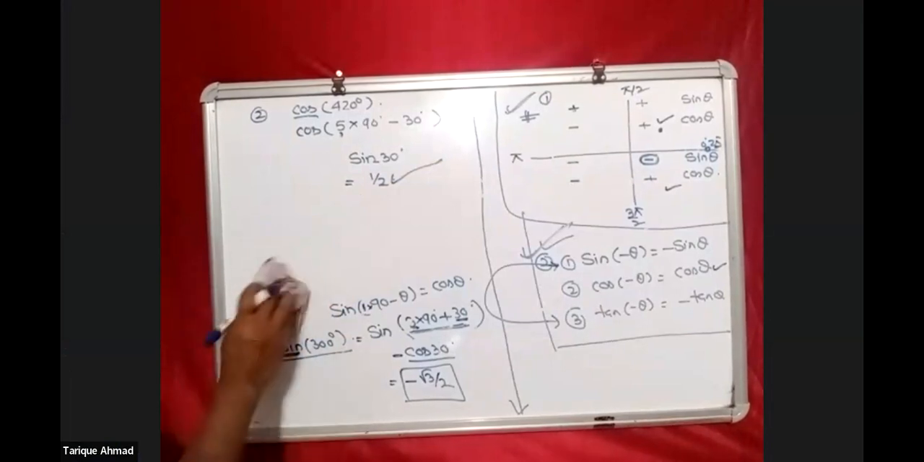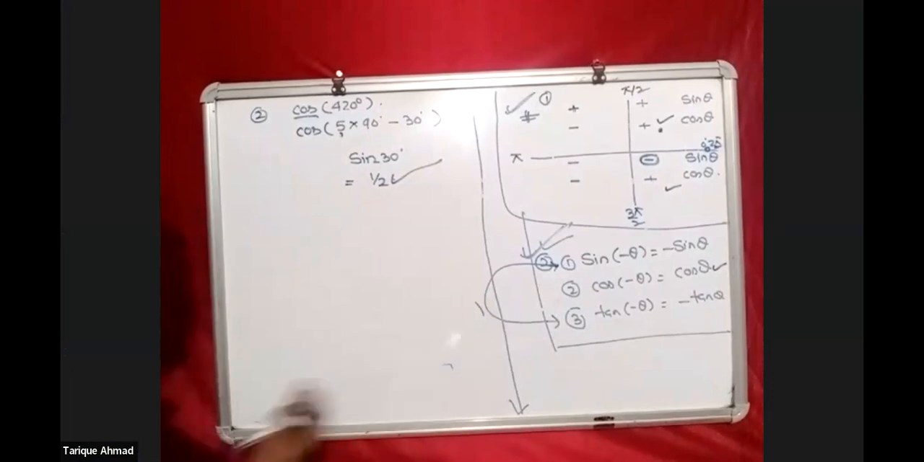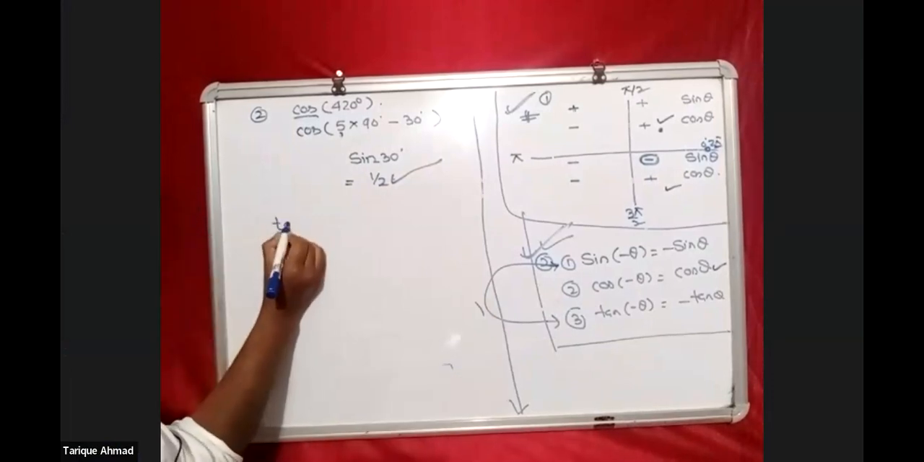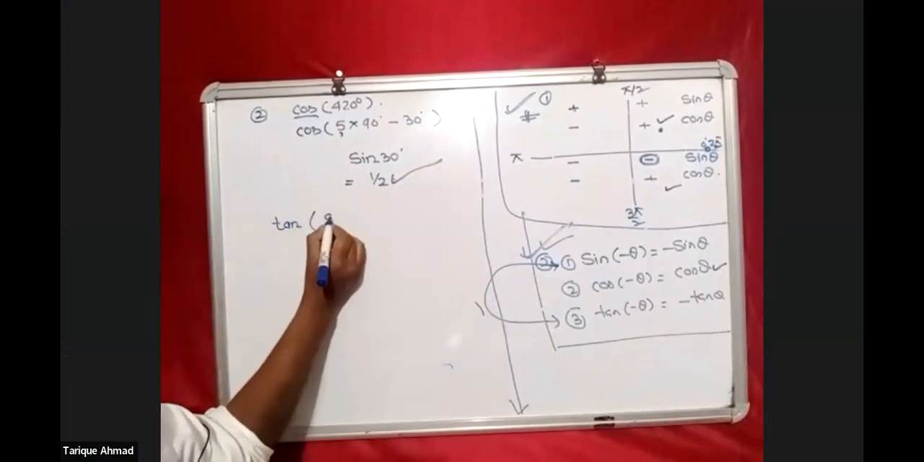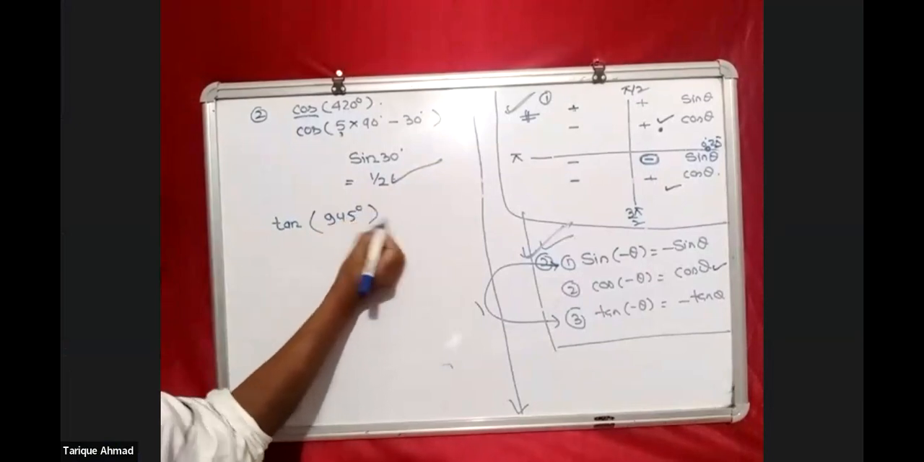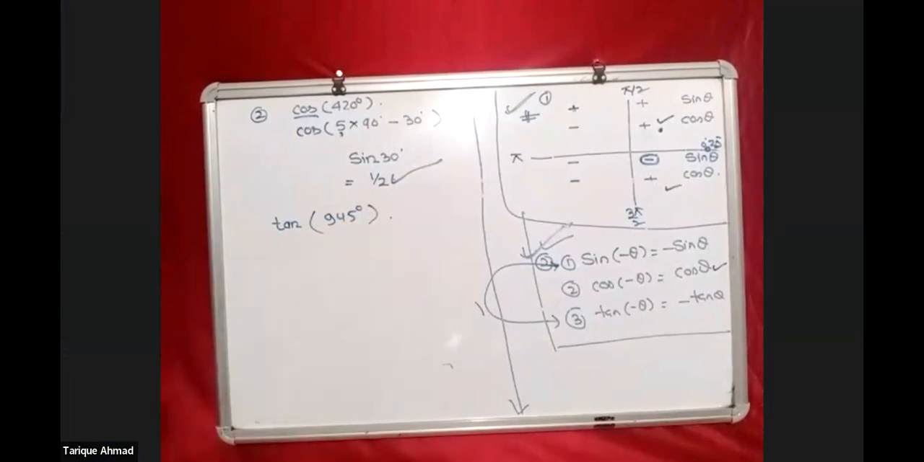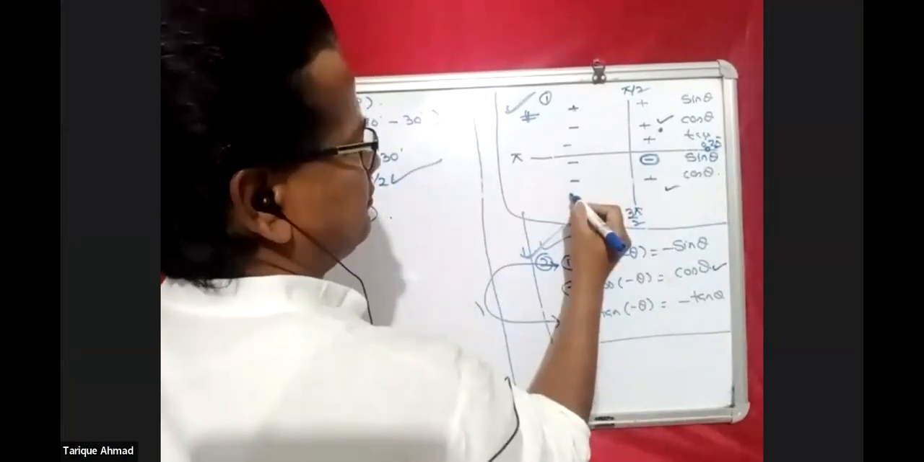Okay. Writing another one. Tan 945 degrees. Do you want to try? Yes. Try. I'm writing the sign of tan here. Plus, minus, plus, minus.